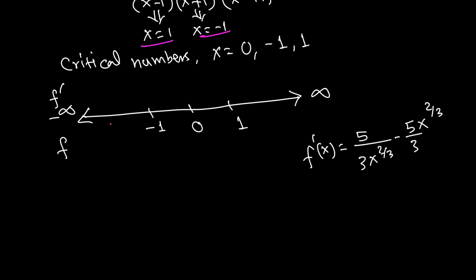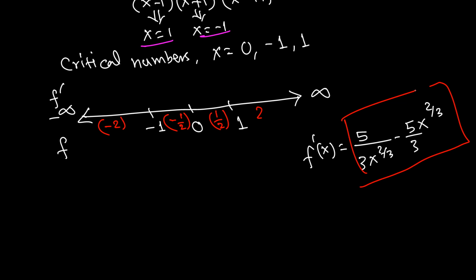Okay, now let's pick a representative from each interval. So -∞ through -1, we can pick -2 here, -1/2 here, +1/2 here, 2 here. Okay, and let's plug these numbers into this derivative to see whether it is positive or negative. Use your calculator, plug this in, -2 here for x, then the sign of f prime, you will get a negative number. So I'm going to put negative here. So f prime is negative in this interval, that means the function is decreasing.